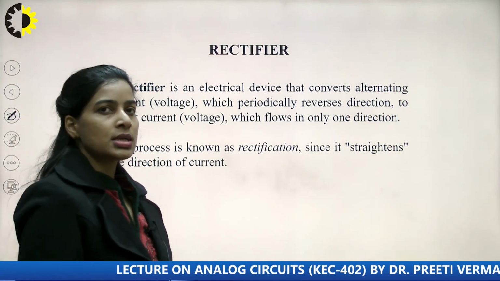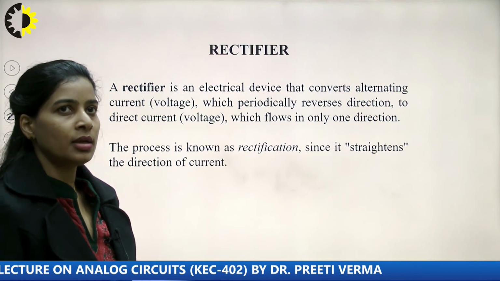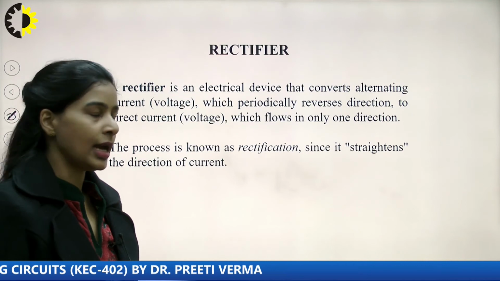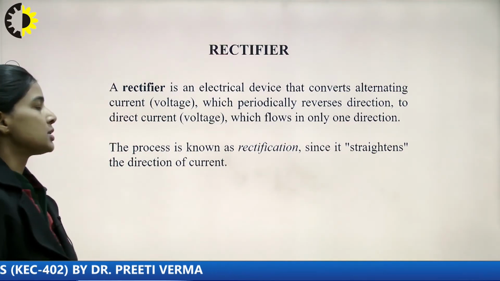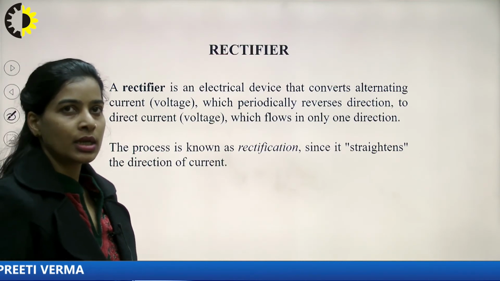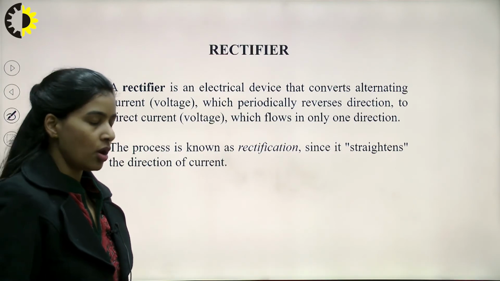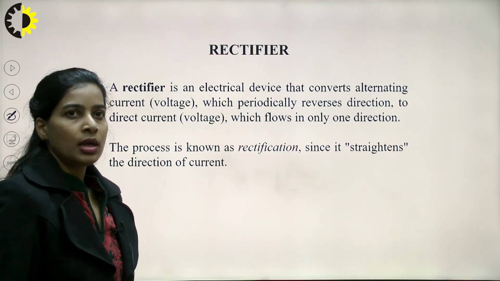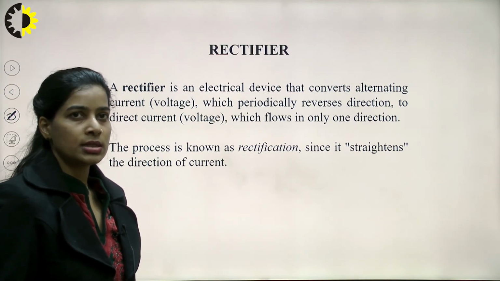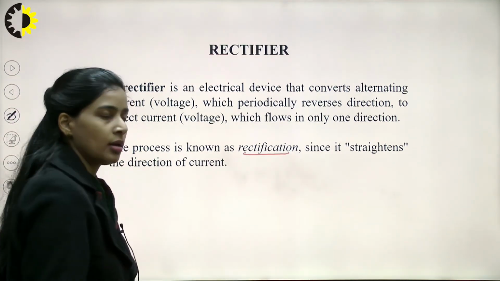Now this is the main topic of this unit, that is the rectifier. The rectifiers that we will study are based upon diodes. So first, what is a rectifier? A rectifier is an electrical device that converts an alternating current or alternating voltage into a DC current or a DC voltage, and this process is called rectification.